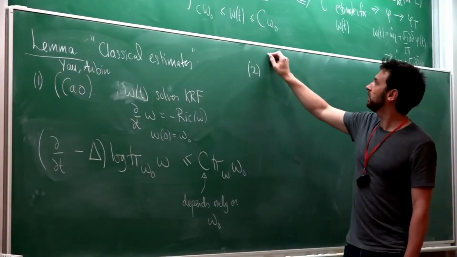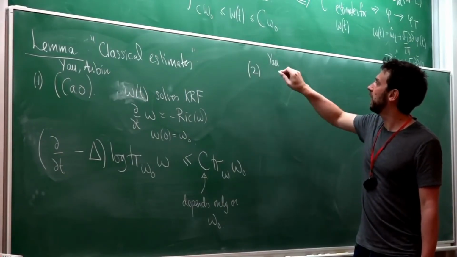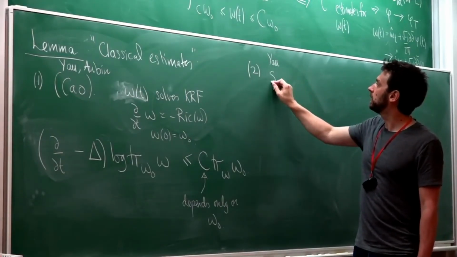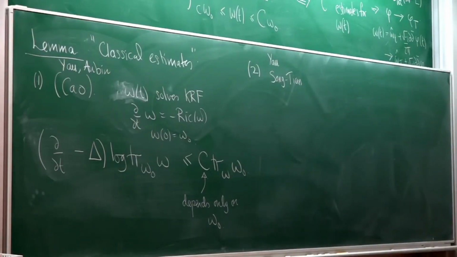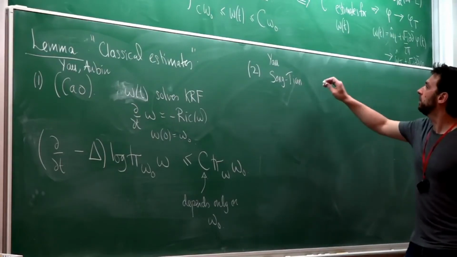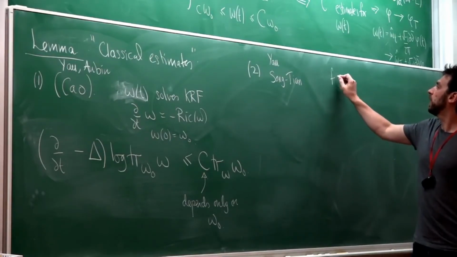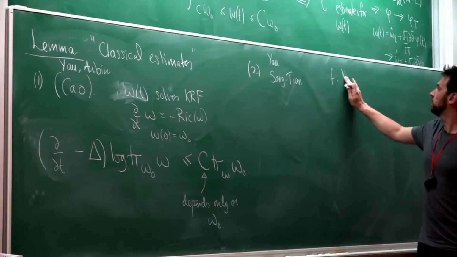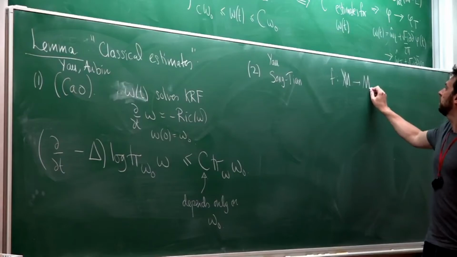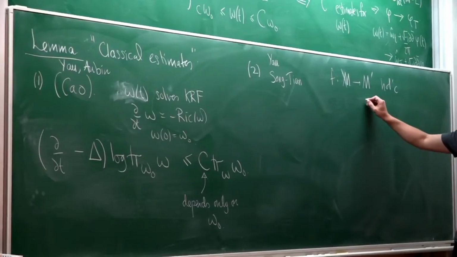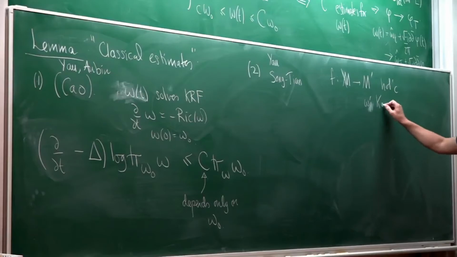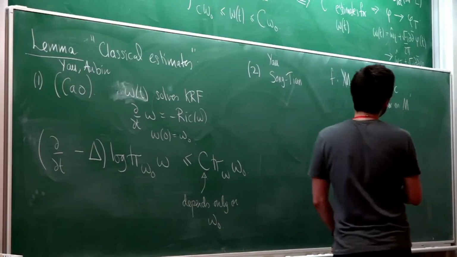This again goes back even before Yau, I think, but in this version, the parabolic version, is due to Song and Tian, and this is known as the parabolic Schwarz lemma. It says that if you have any map from M to M tilde that is holomorphic, and omega tilde is Kähler on M tilde.